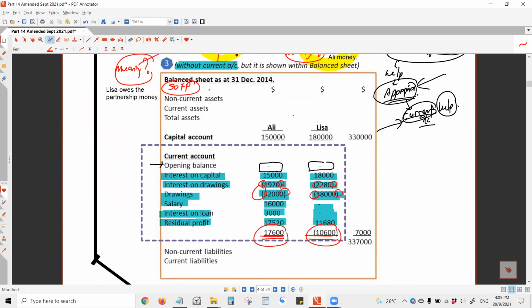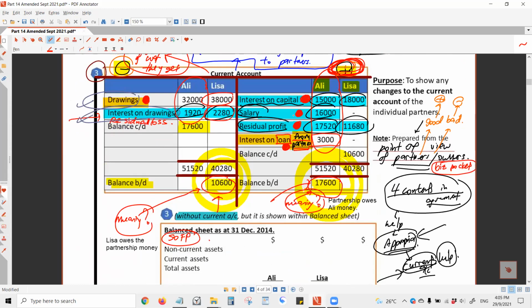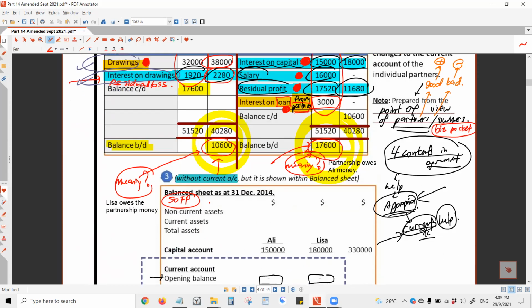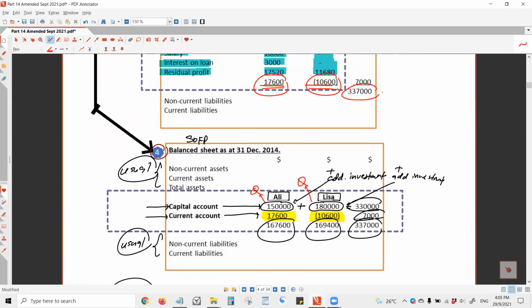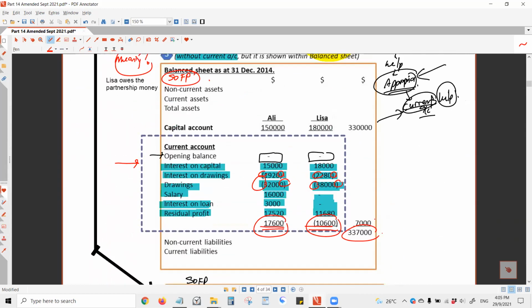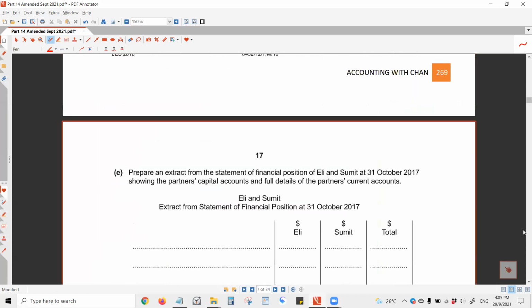So you have to get used to two ways of presentation. First way is doing the T-shaped current account. Sometimes you have to present it within the SOFP, something like this, but the end result is the same. So how do you know which way to follow? You have to see the questions. It depends on whether you are asked to do the T-shaped current account or not. I show you some examples. You can go and try yourself.